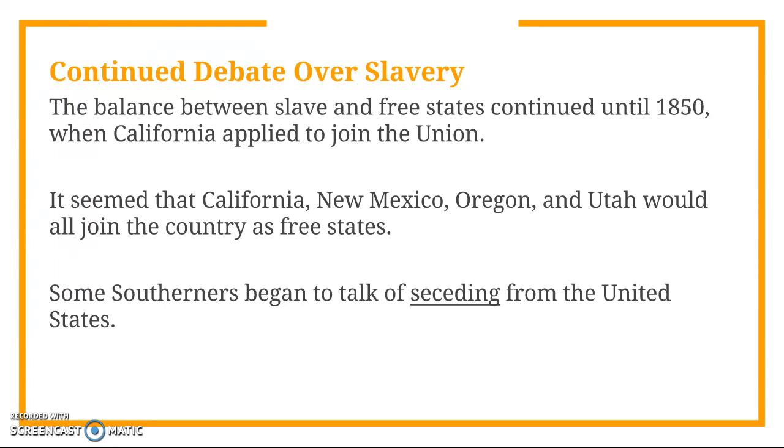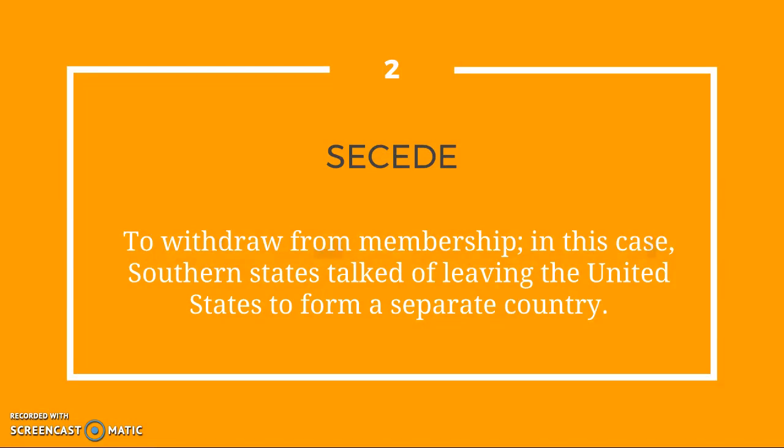And this led some Southerners to begin to talk of seceding from the United States. This brings us to our second key term of the video, which is to secede. And secede is defined as to withdraw from membership. Now, in this case, we're talking about Southern states who were talking about leaving or withdrawing from the United States in order to form a separate country. And the reason they were looking to do this is because they wanted to protect their way of life. They wanted to protect their ability to own slaves.